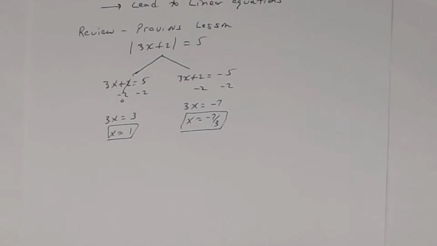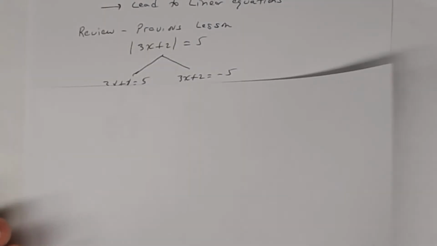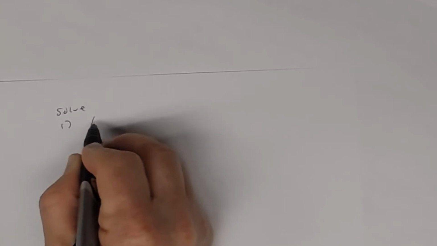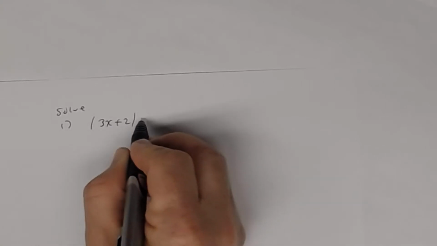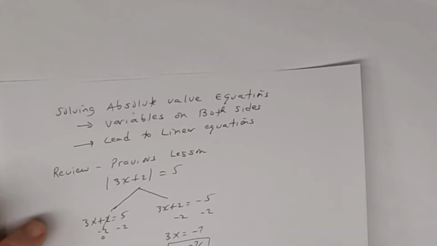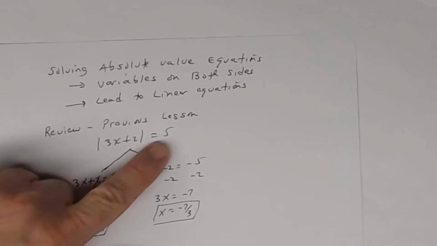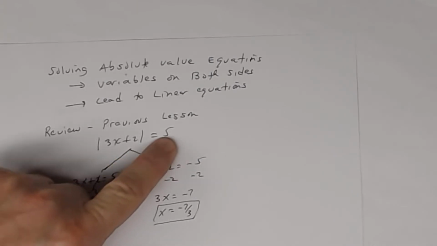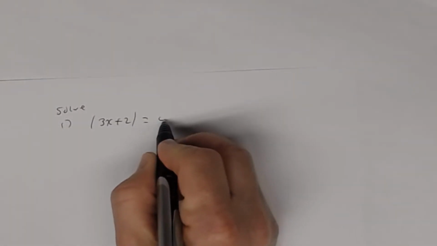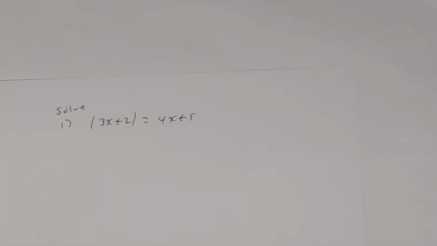But the goal here is this. So here's the goal. How do we deal with this kind of situation? What if I want to solve the absolute value of 3x plus 2 is equal to, so instead of saying the absolute value of 3x plus 2 equals a positive number, what if we had this? Equals 4x plus 5, right?